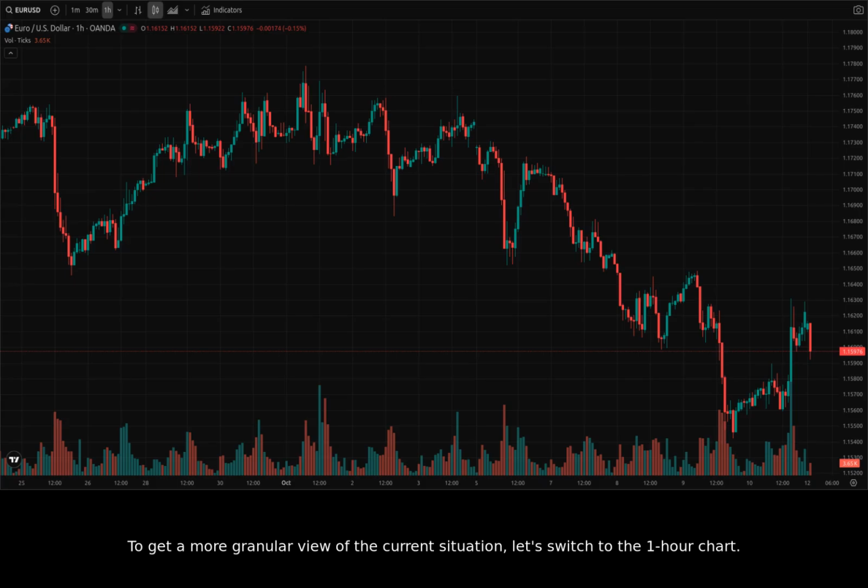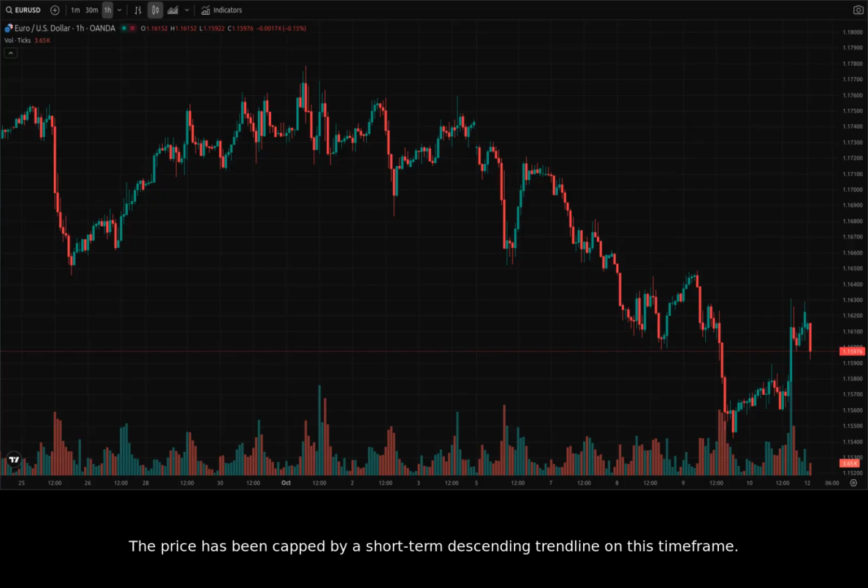To get a more granular view of the current situation, let's switch to the 1-hour chart. Here we can see the anatomy of that sharp sell-off last week. Following the low at 1.1542, the price has entered a period of consolidation, grinding slowly higher. This pattern often forms a bearish flag or pennant, which typically resolves to the downside in a downtrend.